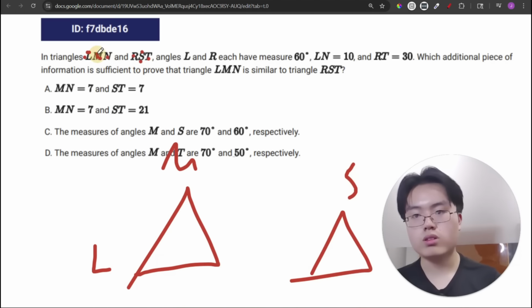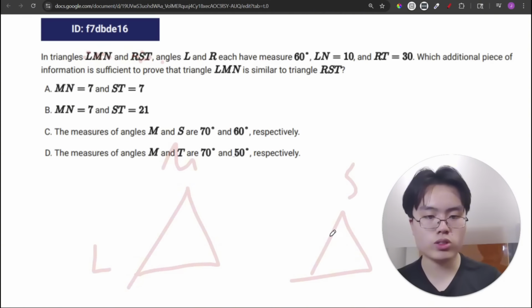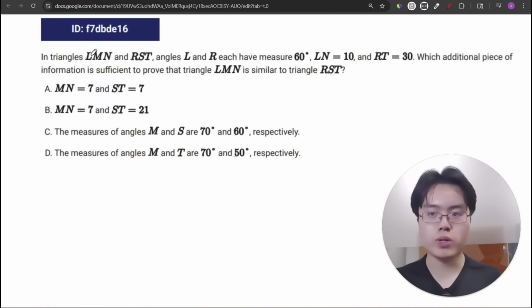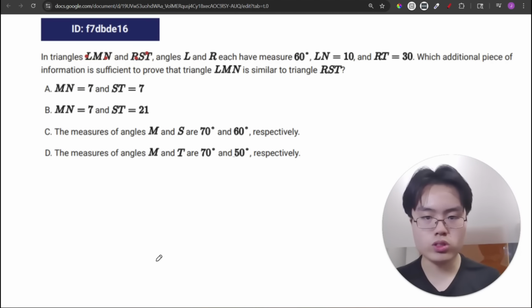Whichever order the angle appears, M is going to be corresponding to S, and L to R, and N to T. So just tips for when you draw the triangles. I've never seen otherwise where it was like, oh, actually M is corresponding with T. I've never seen it. The middle angle is going to be corresponding, the leftmost angle is going to be corresponding, and the last angle. So you just draw it out like that.